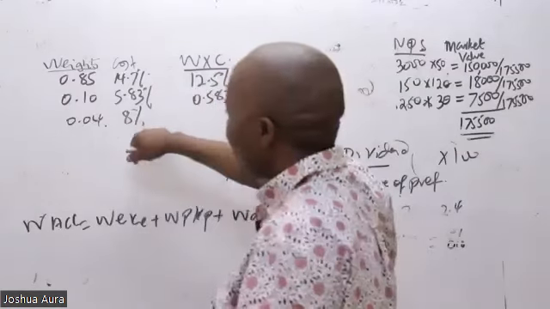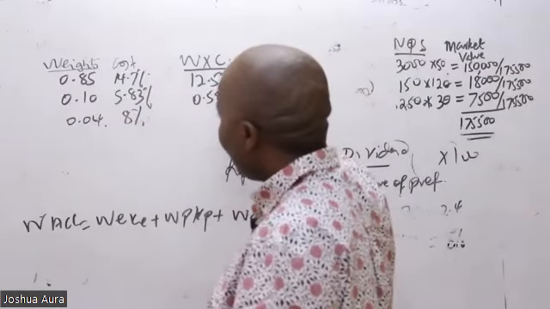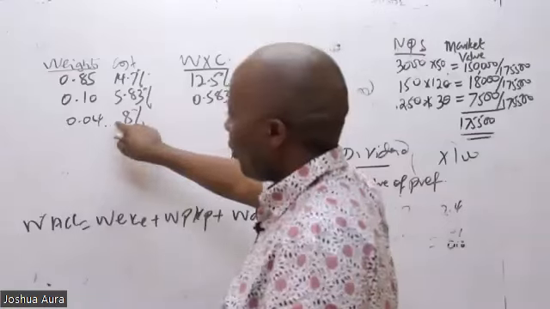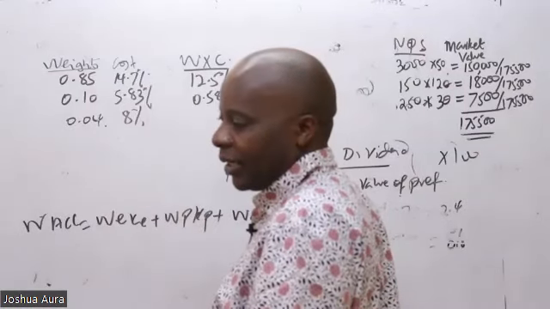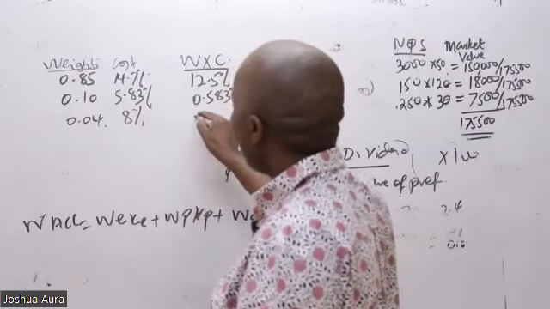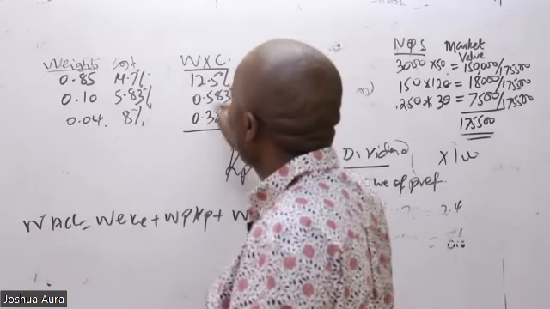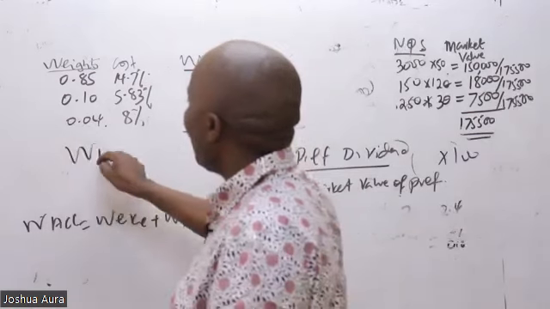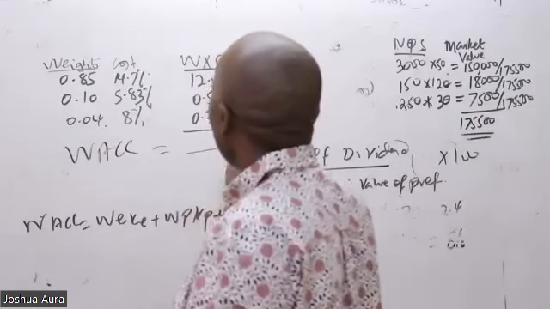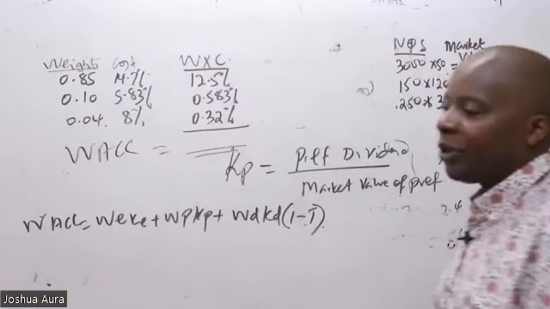You can ignore the percentages when you multiply, but you put them at the end. So nasema 0.04 times 8. It's easy that way. So nasema Gracie 0.32%. Alafu unakuja na add zote, unasema WACC equals weighted average cost of capital.